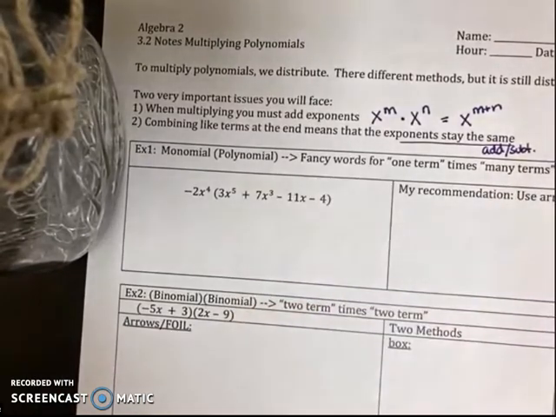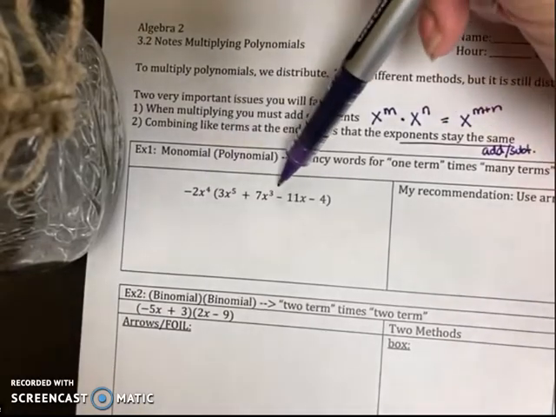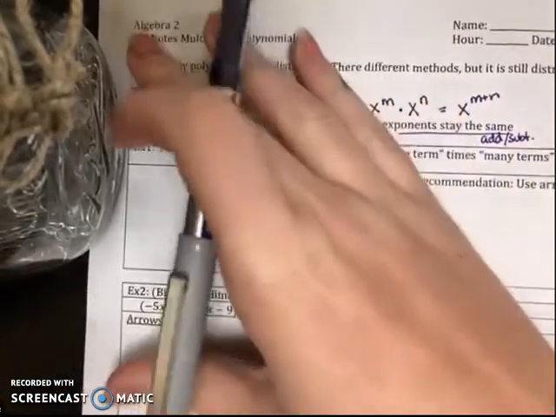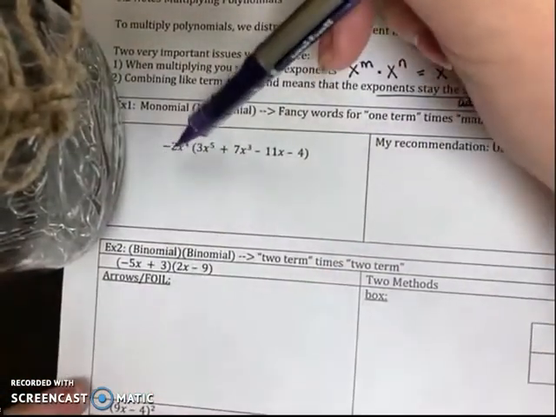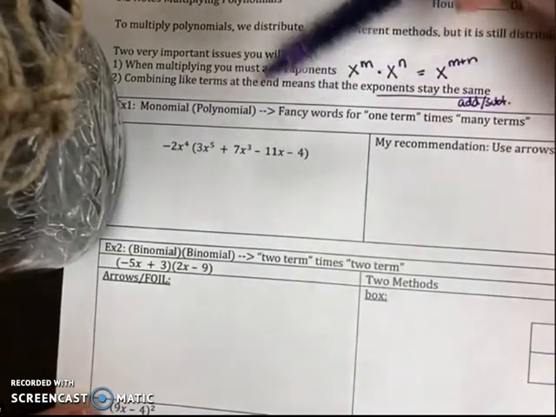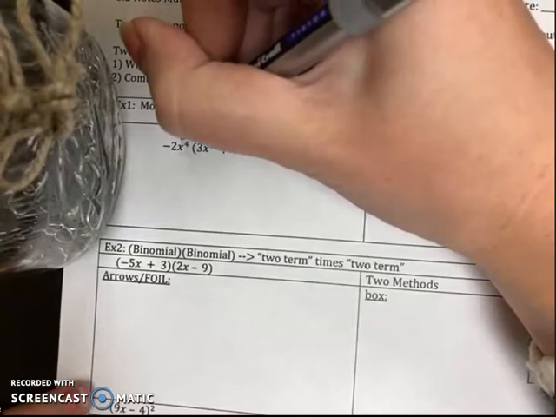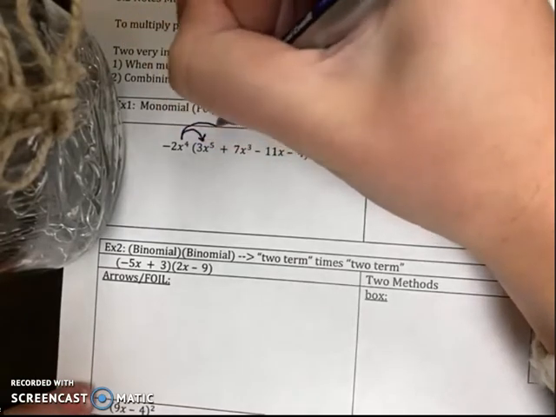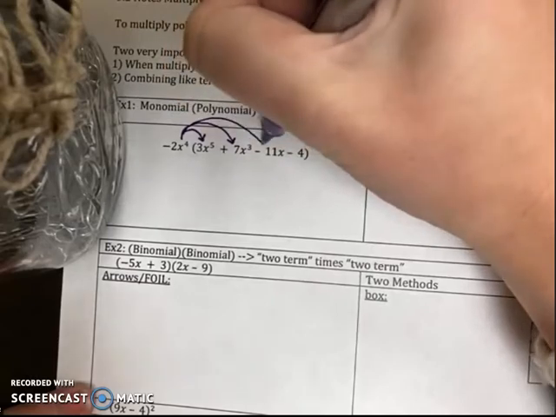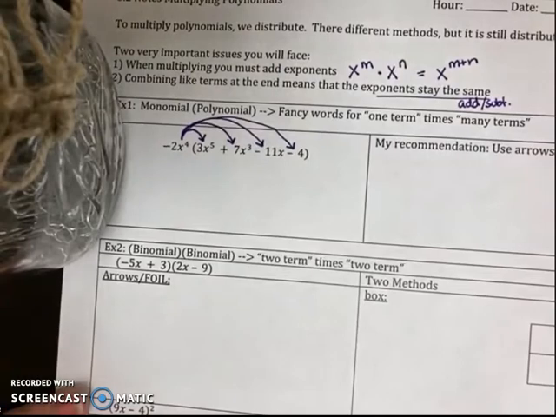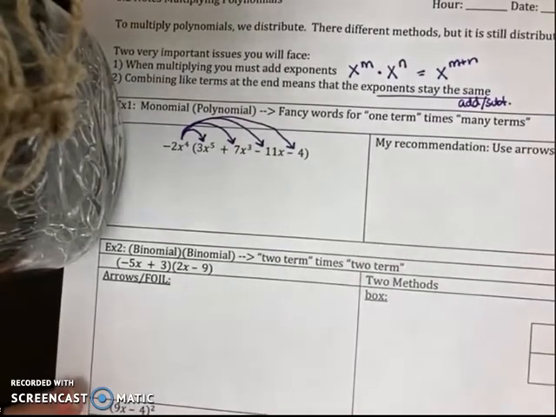Example 1, we have a monomial times a polynomial. That basically means we have one term times multiple terms. When we have something like this, I recommend using arrows. We essentially have been doing this for a while. Think about when we distribute a number to stuff inside of parentheses. When we FOIL, we use arrows. So I'm going to use arrows to show that this negative 2x to the fourth power is going to be multiplied by every single term that's inside of these parentheses, okay?